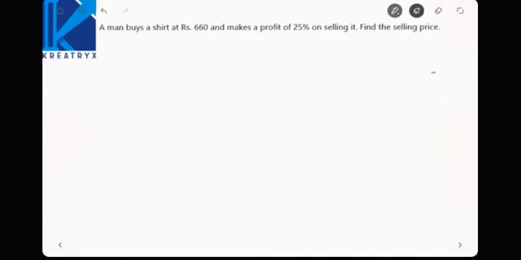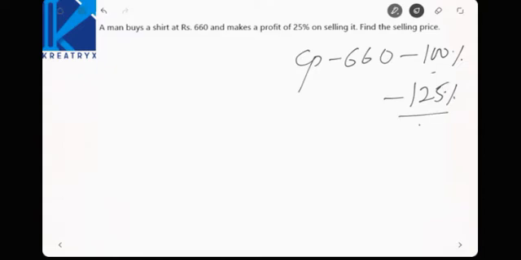Yes, see this question. A man buys a shirt at rupees 660. Okay, the cost price is 660 and makes a profit of 25% on selling it, it seems. So cost price is nothing but equal to 100%. Your selling price is 125% as you gained 25% profit. Now what is the selling price? This is nothing but selling price.